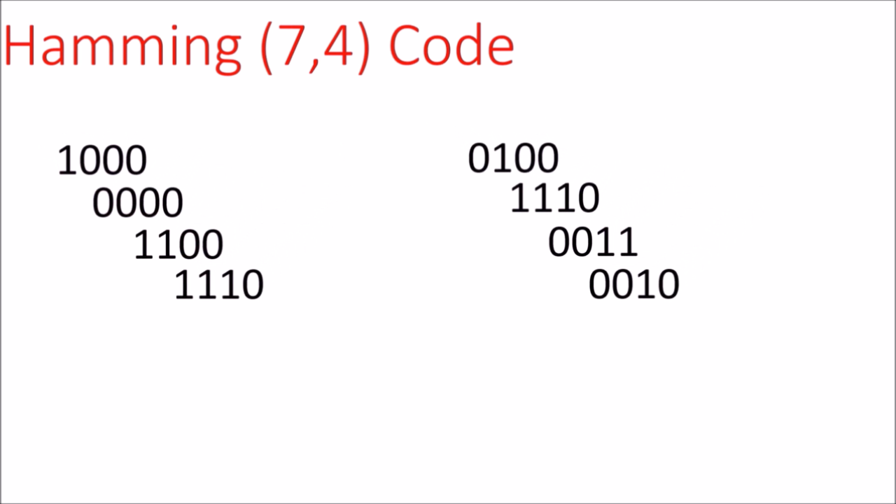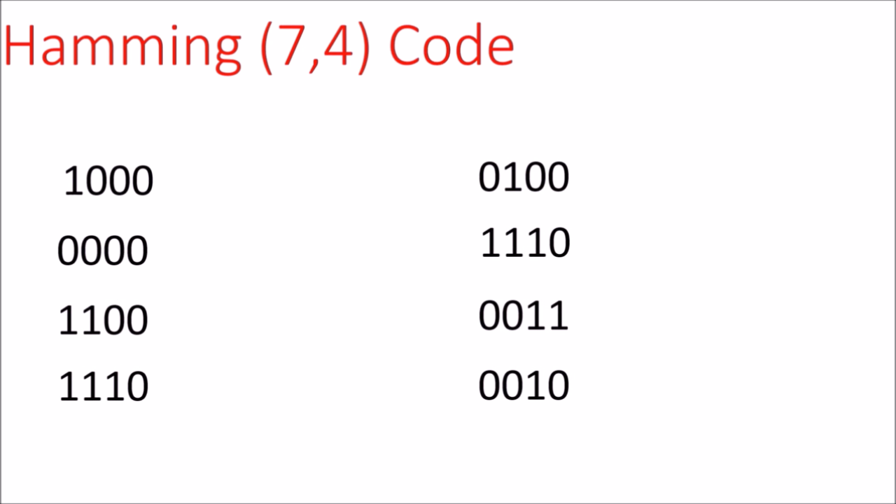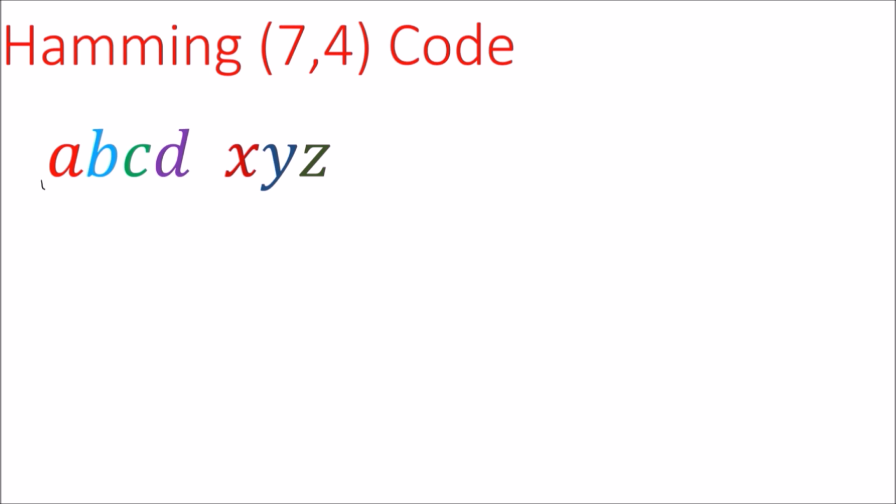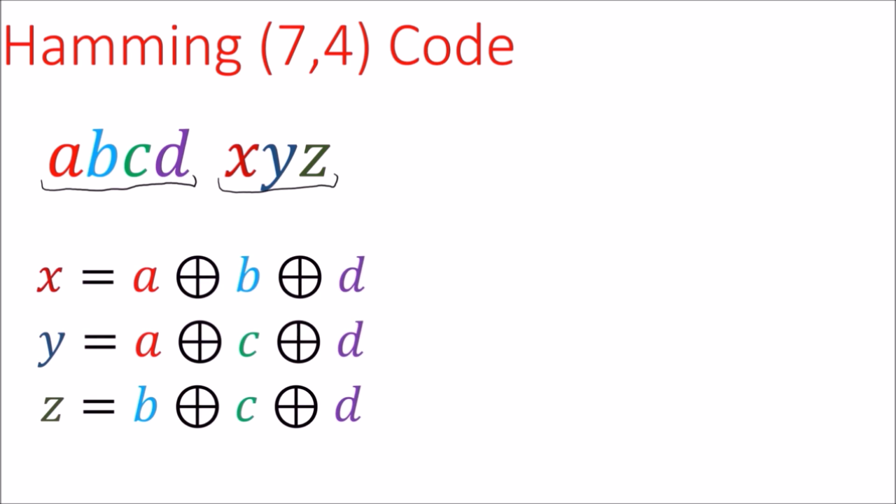Now, for each 4-bit chunk, we're going to add 3 extra redundancy bits, and I'm calling these extra bits X, Y, and Z. So how do we calculate X, Y, and Z? Well, I'm going to call these first 4 bits A, B, C, and D. And the X, Y, Z bits are given by these 3 equations here.